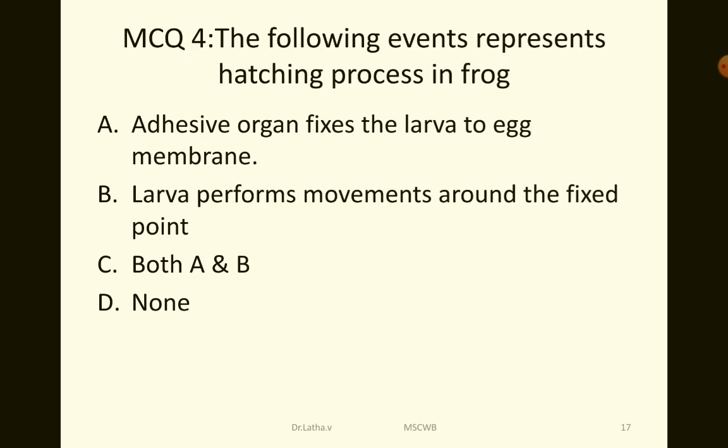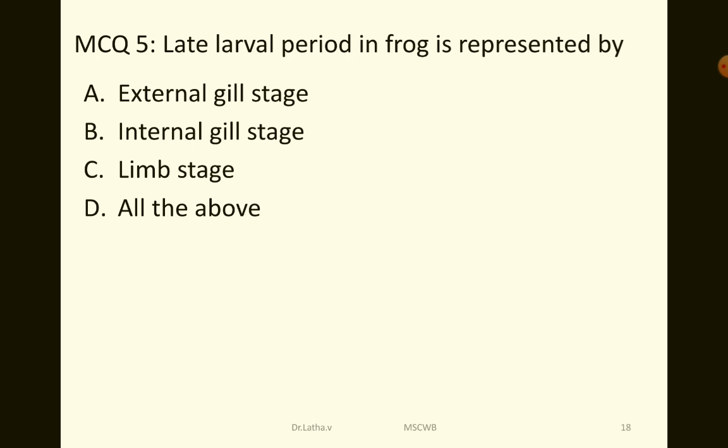The following events represent hatching process in frog. Adhesive organ fixes the larva to the egg membrane and larva performs movement around the fixed point. Both A and B and none. It is both A and B because once it fixes, it rotates and then it hatches out. The late larval period in frog is represented by external gill stage, internal gill stage and limb stage, and all the above. The right option is all the above.